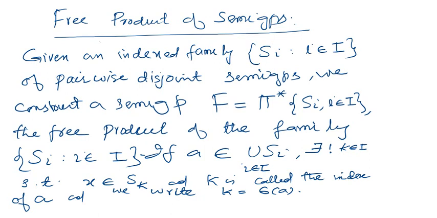Sir, is it an x belongs or a, sir? A belongs to union Si. A belongs, yes, A belongs to union Si, तो एक Si में होगा ना ये, because it is in the union. Oh sorry, it's a here, not x, yes, it's a here. It's a belongs to Sk, and this k is called the index of a, and we write this k is equal to sigma of a.